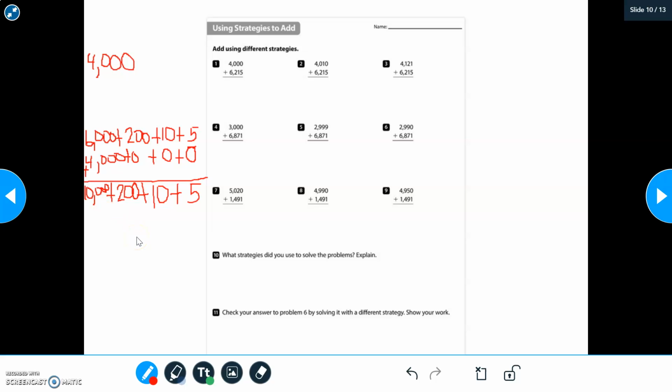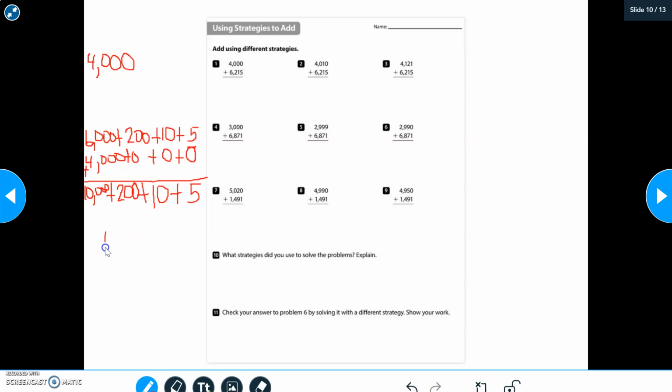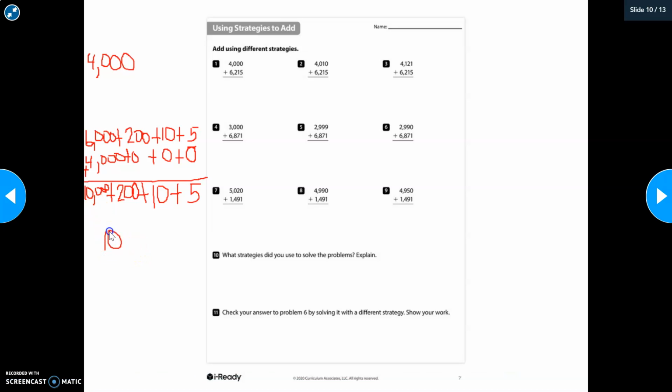I'm going to add all of these up. So I know I have 10,000 plus 200 plus 10 plus 5. So I already know that 5 plus 10 is what? 15, right? Then 200 plus 15, that's going to give me 215. I already have my 10,000. And I'm just going to add that to my 215. And it's going to give me my final answer.